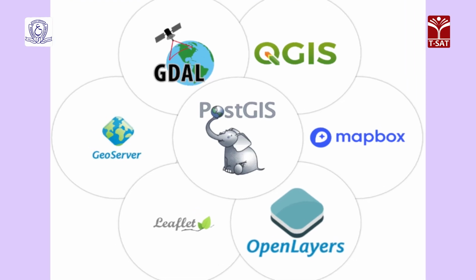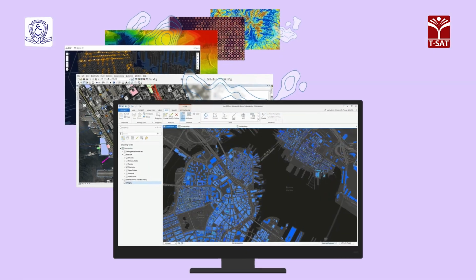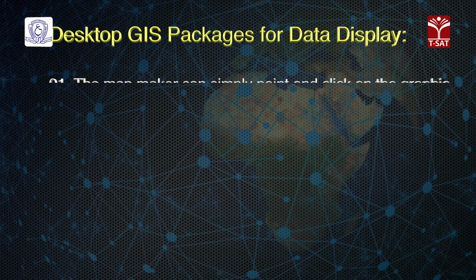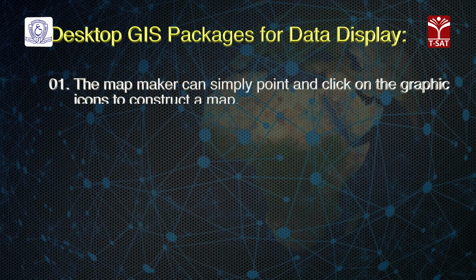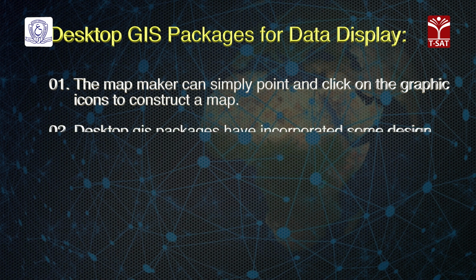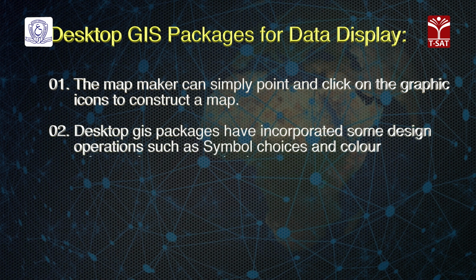There is large improvement in data display, which is very important in commercial GIS packages. Desktop GIS packages with the graphical user interface are excellent for data display for two reasons. First, the map maker can simply point and click on the graphic icons to create a map. Second, desktop GIS packages have incorporated some design operations, such as symbol choices and color schemes, into menu selection.